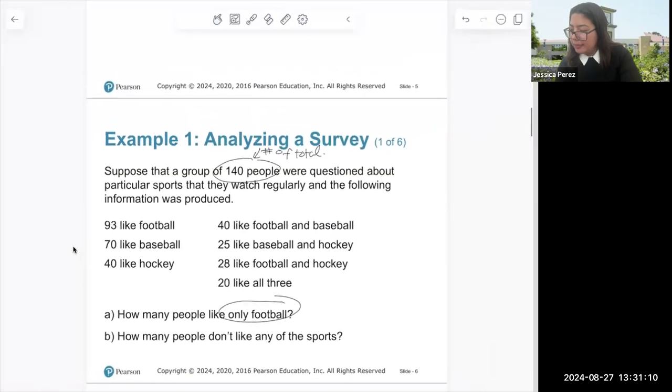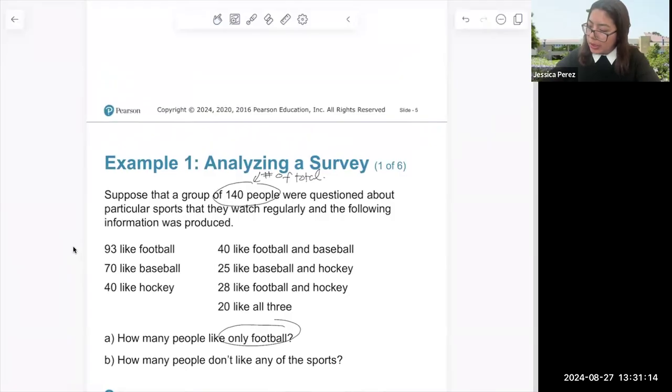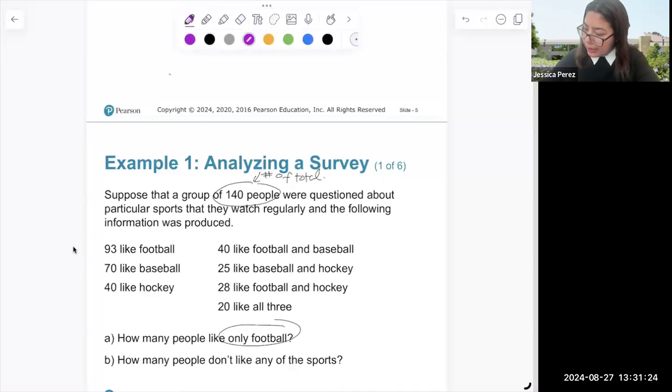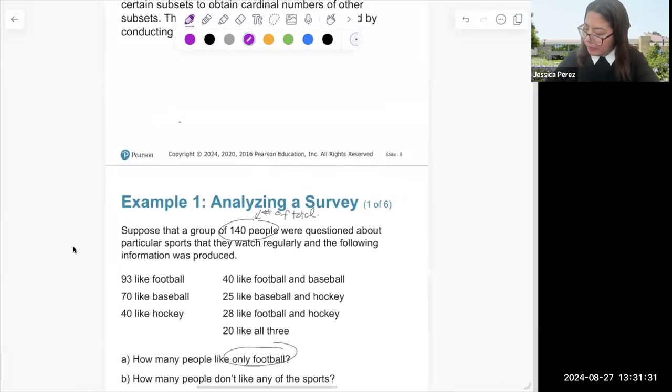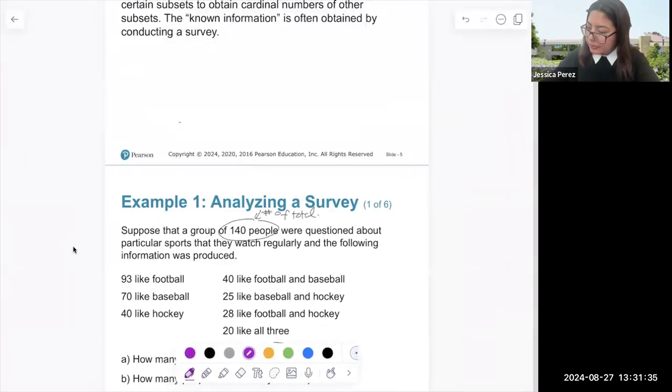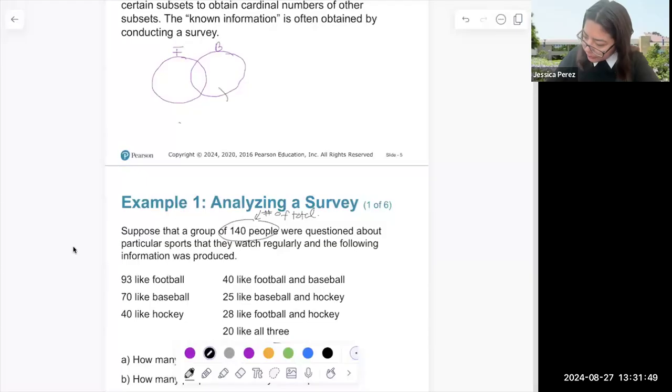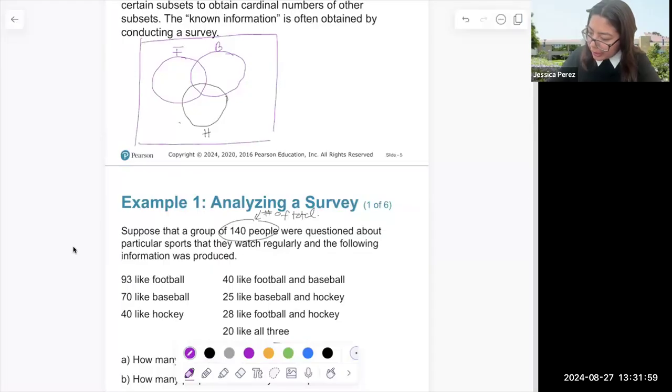So what is a Venn diagram? I'm going to put it over here. I'm going to be creating my Venn diagram that is going to involve football, baseball, and hockey. So I have three different sets. I have F for football, B for baseball, and I have another one, which is hockey. And then I know that I have a universe on the outside. So this is a Venn diagram.